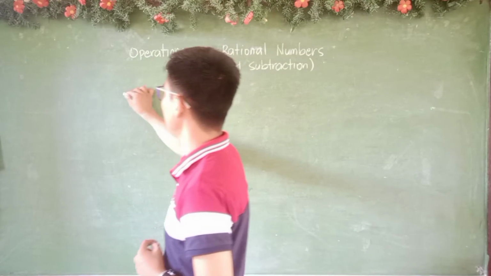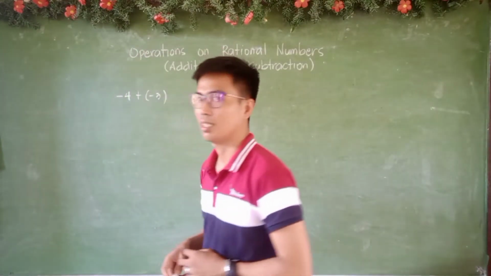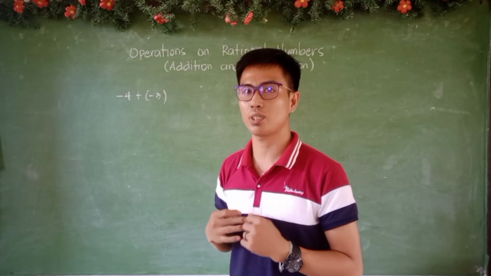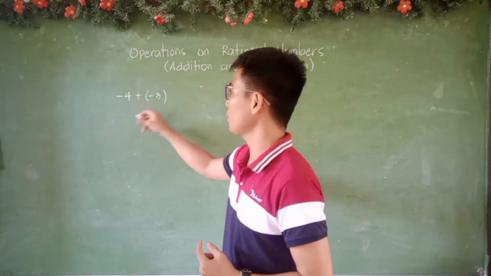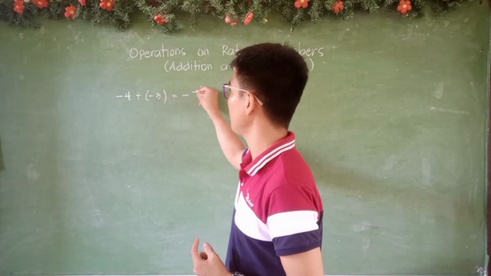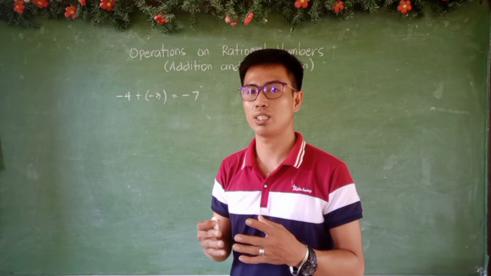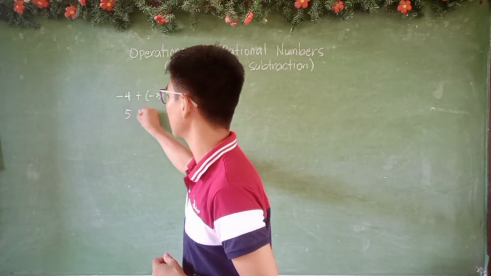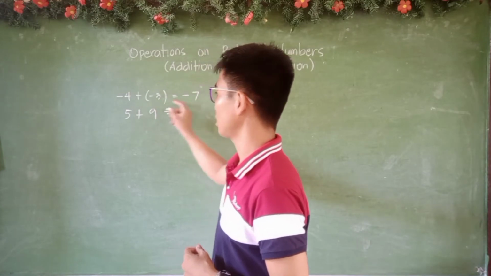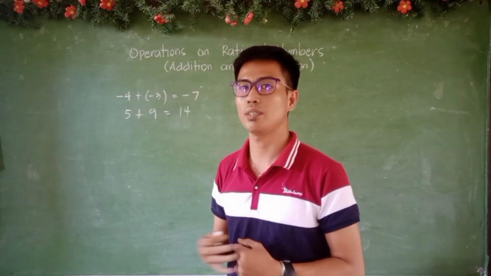So let's say we have negative 4 plus negative 3. Since parehas silang negative, what we are going to do is just add the numbers and copy the sign. So negative 4 plus negative 3 is negative 7. So that is how you add similar or same sign integers. Another one is 5 plus 9. Since parehas silang positive, that will be 14 or positive 14.